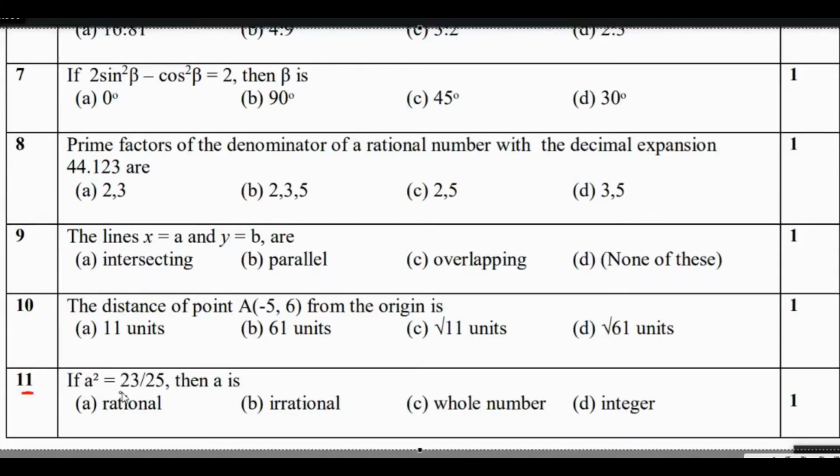11th question, if a square is equal to 23 by 25, then a is rational, irrational, whole number or integer. When a square is 23 by 25, a will be root over 23 by 25. It also can be written as root 23 by 5. So root 23 is an irrational number and 5 is a rational number. Irrational divided by rational number will always be an irrational number. So the correct option for the 11th question will be B, irrational number.